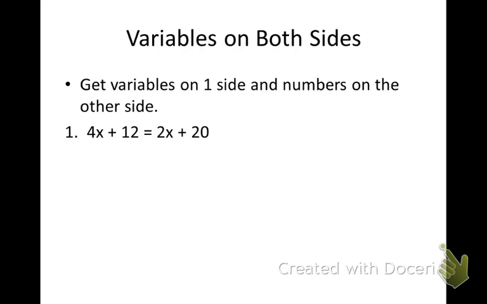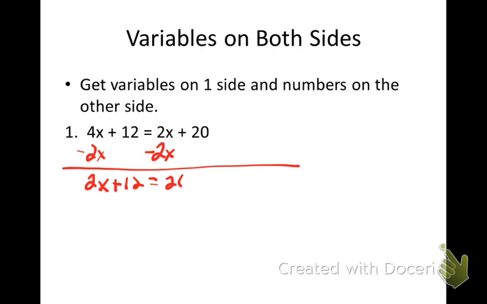So to start with, I'm going to get my variables together. A lot of times I like to keep them positive, so I would look, I have both a 2x and a 4x. So I would say, let's take the 2x and get rid of it on that side. So to get rid of this 2x, I need to subtract 2x from each side. And then I just draw my line and do the math. So 4x minus 2x is 2x. I still have my plus 12. And over here I'm left with a 20.